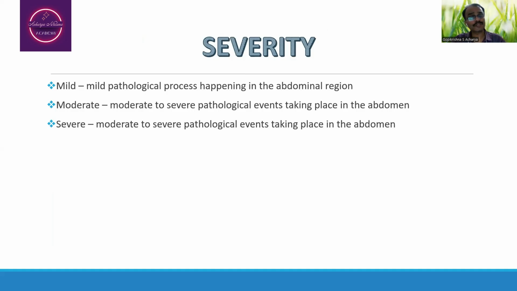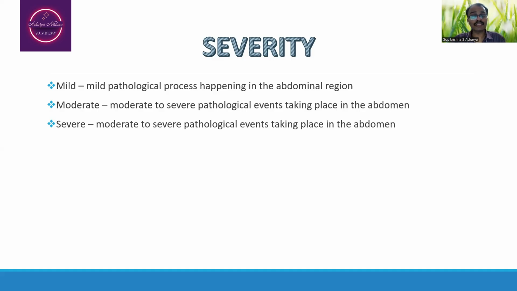basically three types of severity are mentioned: mild, moderate, and severe. When you observe a mild variety of pain, the person is able to do his routine activities. That may indicate a mild pathological process happening inside the abdominal region. Suppose the person has a moderate variety of pain, where the person is able to withstand the pain after taking medications and later does his routine activities, that may indicate a moderate pathological process happening inside the patient's abdomen.